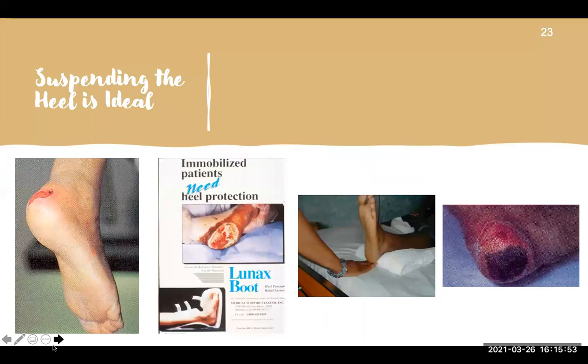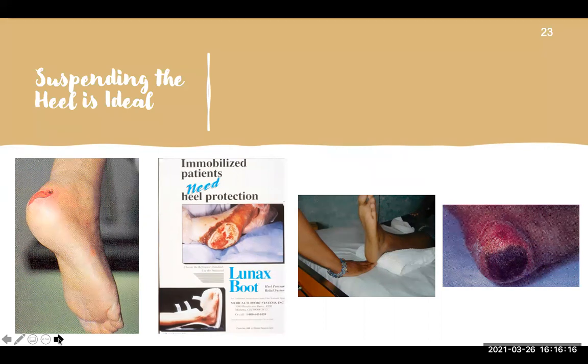So here are examples of what can happen when we do not protect the heels or do not assess underneath a device that's being used on a person's limbs. You can end up with bad ulcers forming. See how simple it is using a towel to lift the heel off the bed. So there's no excuse for not protecting the heels.